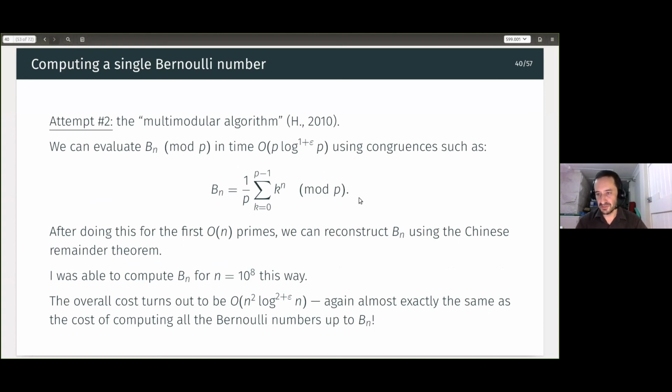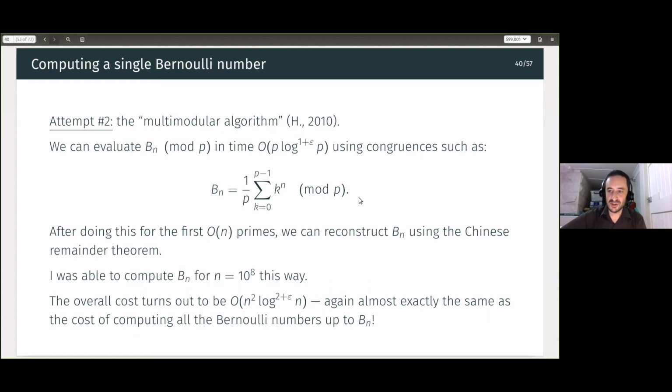This is for a fixed n. You do this for many small primes p, and then you reconstruct the result, the actual Bernoulli number, using the Chinese remainder theorem. There are fast ways to execute the Chinese remainder theorem explicitly. It turns out this is faster in practice, at least for numbers up around 100 million, than the zeta function algorithm from the previous slide. But when you analyze it in theory, you again get an essentially quadratic time algorithm.